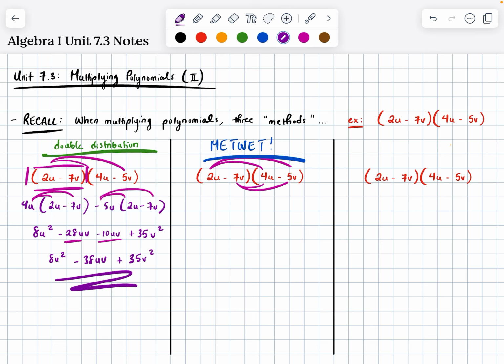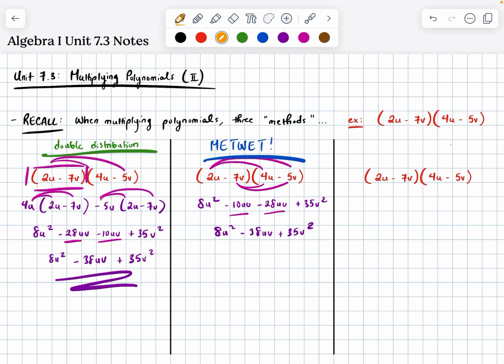So, starting with that 2u, I'm going to distribute it to 4u. 2u times 4u, well, there's our 8u squared. Distributing 2u to negative 5v, there's our negative 10uv. I've got negative 7v times 4u, there's our negative 28uv. And then at the end, negative 7v, distributing that to negative 5v, there's my positive 35v squared. Again, all I've got to do is combine my like terms. Would you look at that? 8u squared minus 38uv plus 35v squared is still our final answer.